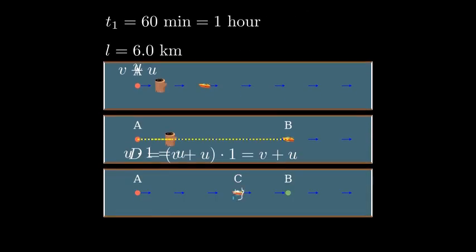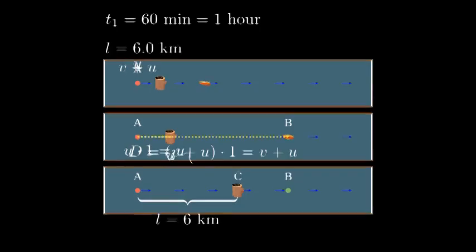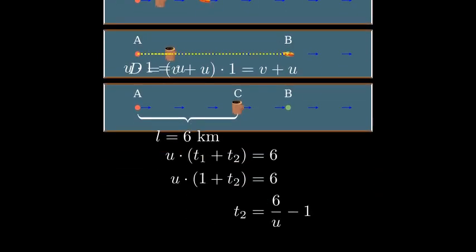Now the boat travels upstream, against the current, at a speed of v minus u. Meanwhile, the raft continues to drift downstream at speed u. Eventually, they meet at a point 6 kilometers downstream from point A. Let's call this meeting point C. Let's call the time for the upstream journey t sub 2.